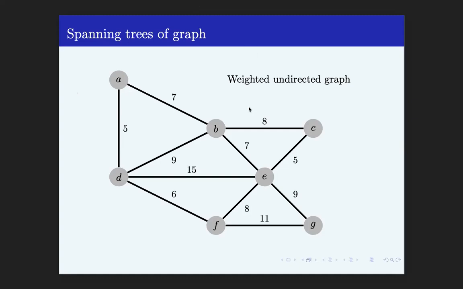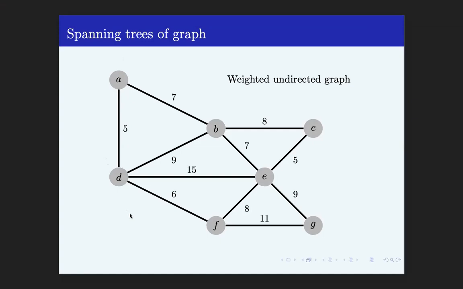Yes, sir. So this is a very crucial thing. I'm not saying that any MST will contain this minimum edge. What I'm saying is that there exists an MST that contains the edge with the minimum weight. Because here there can be two edges of weight 5. I cannot say that both of them will be there, but at least one of them will be there. In fact, if you choose any one of them, I can always produce an MST that contains that particular edge.